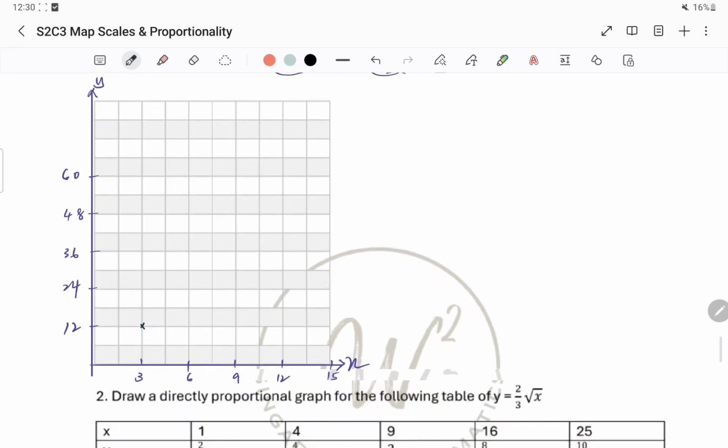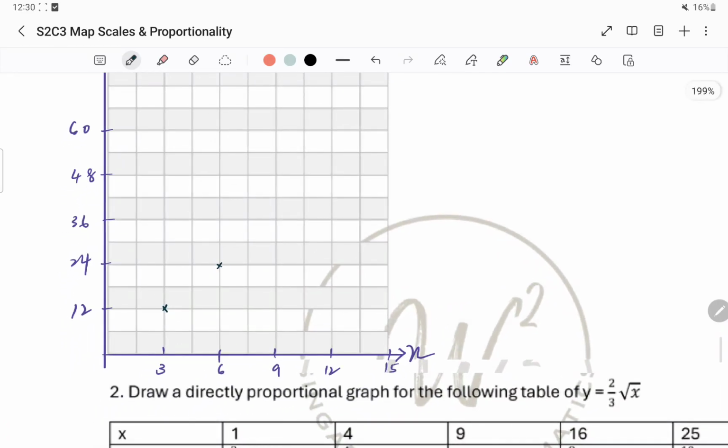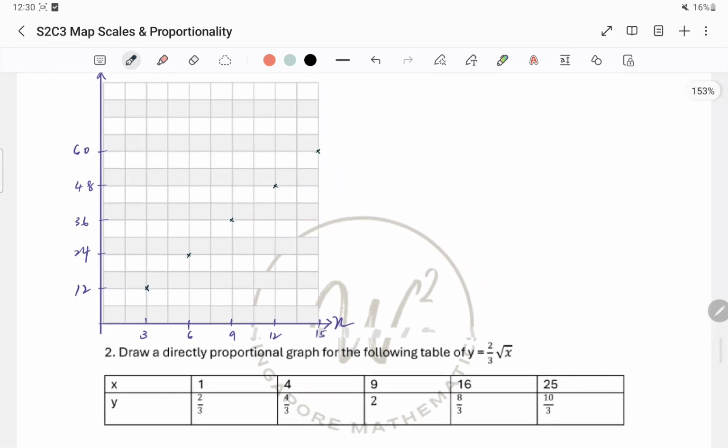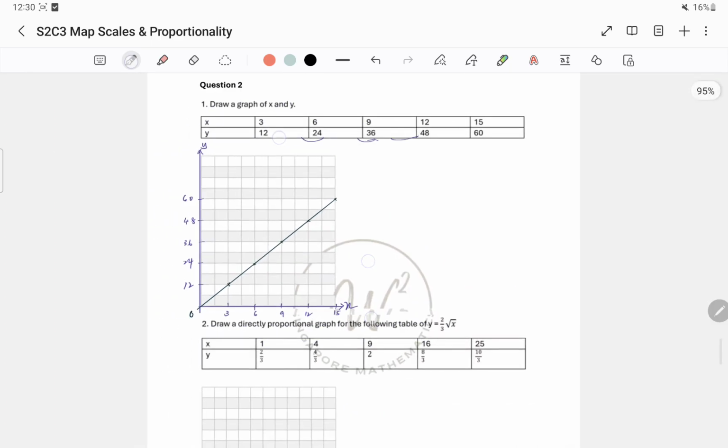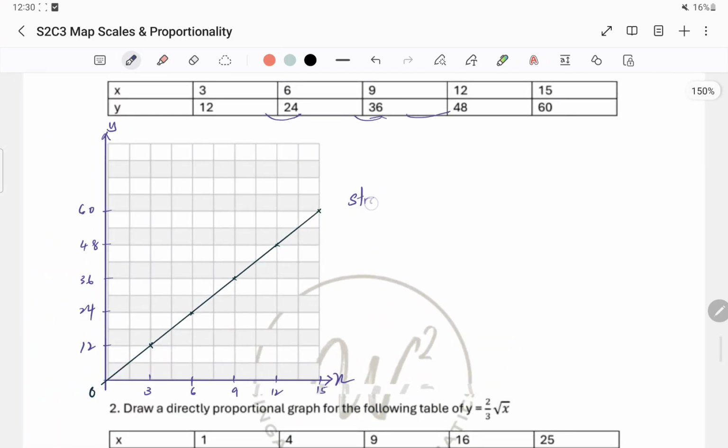So I just have to plot. So you just have to plot in now. Okay, and then we draw a line. What's here is 0. Okay, so you can see this is a straight line, right? It's a straight line graph. So it is directly proportional.